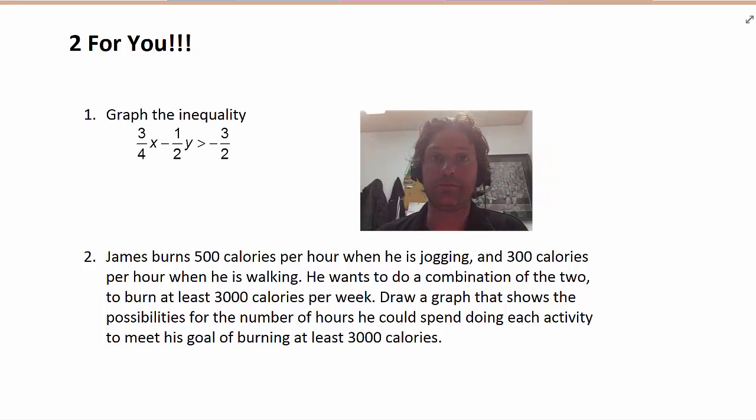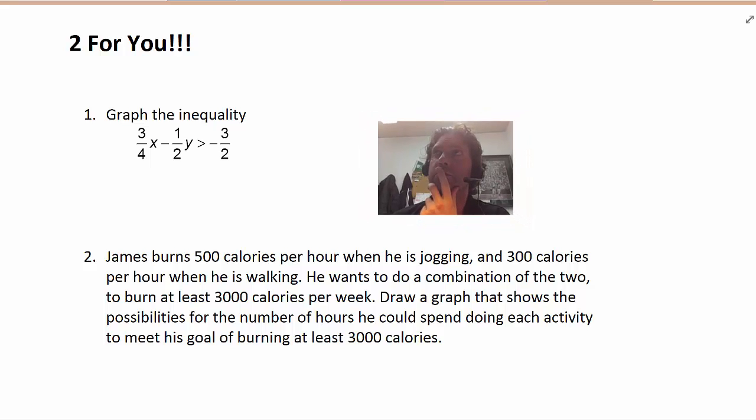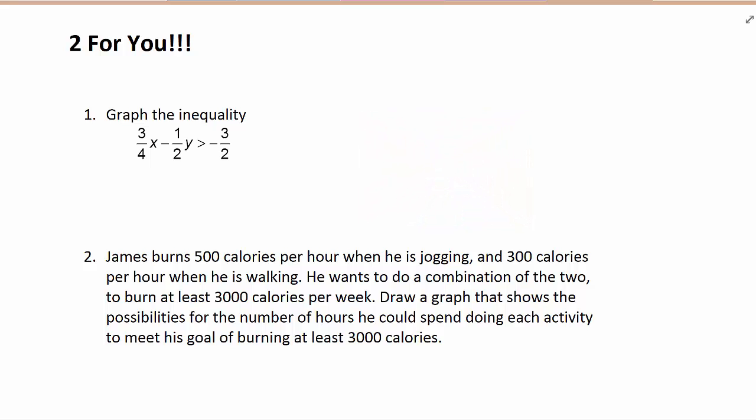If only. Question number 2, James burns 500 calories per hour when he is jogging and 300 calories per hour when he is walking. He wants to do a combination of the two to burn at least 3,000 calories per week. Draw a graph that shows the possibilities for the number of hours he could spend doing each activity to meet his goal of burning at least 3,000 calories.